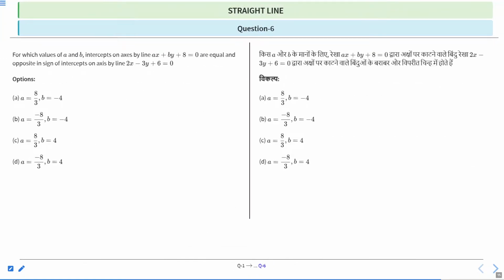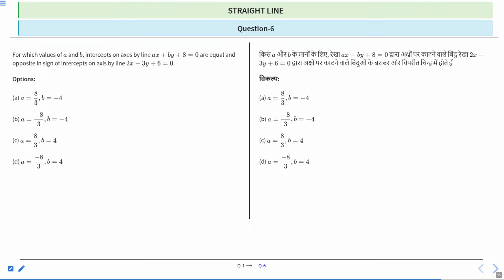Question number 6 is: for which values of a and b are the intercepts on the axis by the line ax plus by plus 8 is equal to 0 equal and opposite in sign to the intercepts on the axis by the line 2x minus 3y plus 6 equal to 0, right? So we basically have to find the values of a and b. Clear? So first we will try to convert the given line into the intercept form, right?